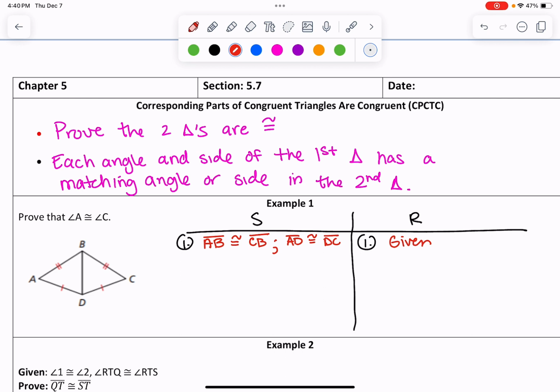To prove my two triangles are equal, I want to go ahead and use my reflexive property and say that the middle side, BD, is equal to itself. So now in step 2, we can say that side BD is congruent to itself, BD, and that's the reflexive property.